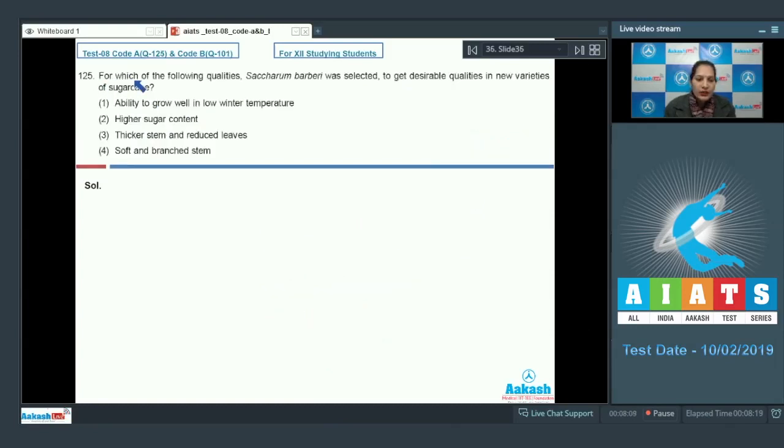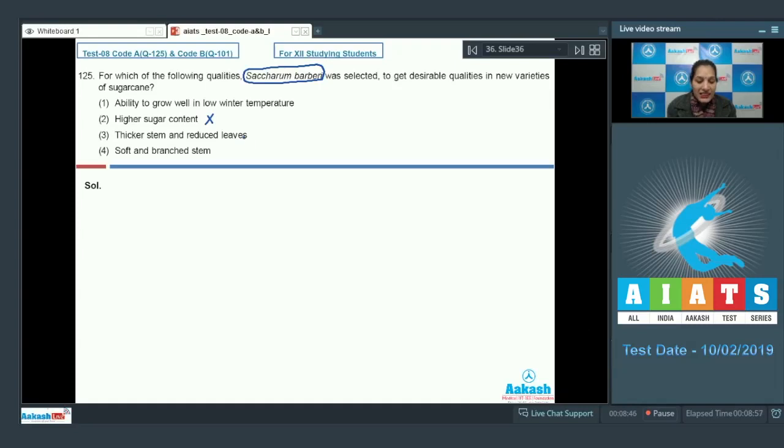Question number 125. For which of the following qualities Saccharum barberi was selected to get desirable qualities in new varieties of sugarcane? First option, ability to grow well in low winter temperature. Second, high sugar content. Third, thicker stem and reduced leaves. Fourth, soft and branched stem. Saccharum barberi was originally grown in North India. So it has ability to grow well in low winter temperature of North India. But it does not have high sugar content. It has a low sugar content. So this option is ruled out.